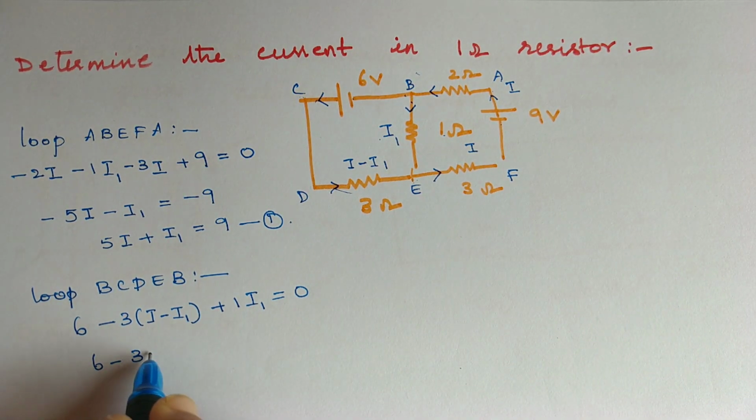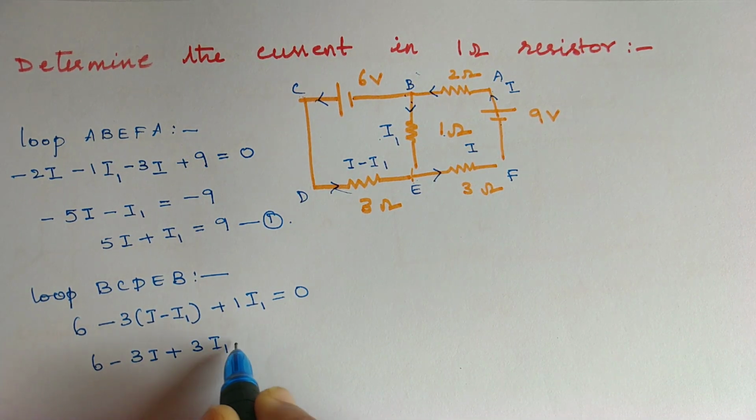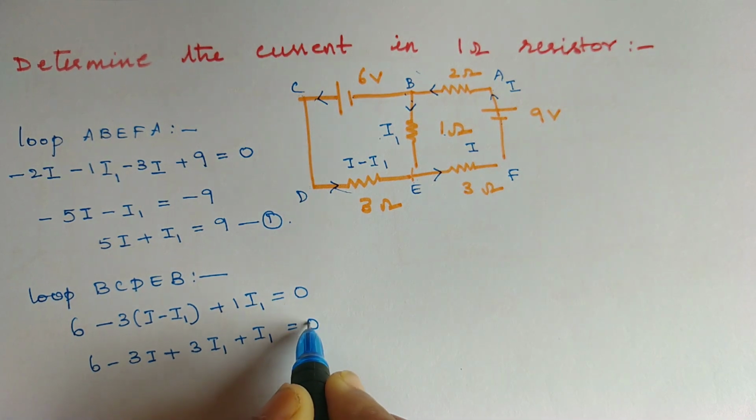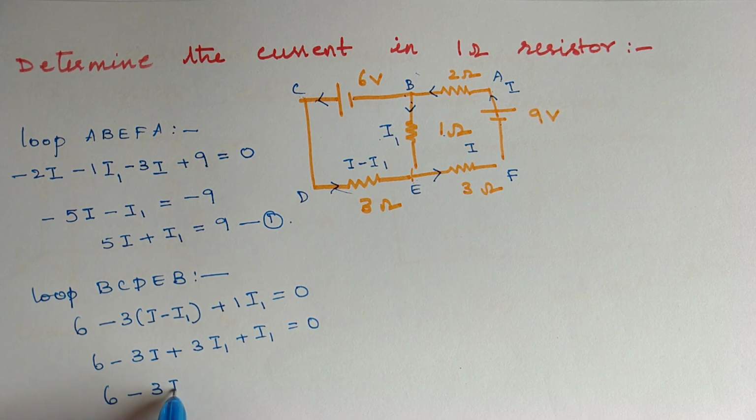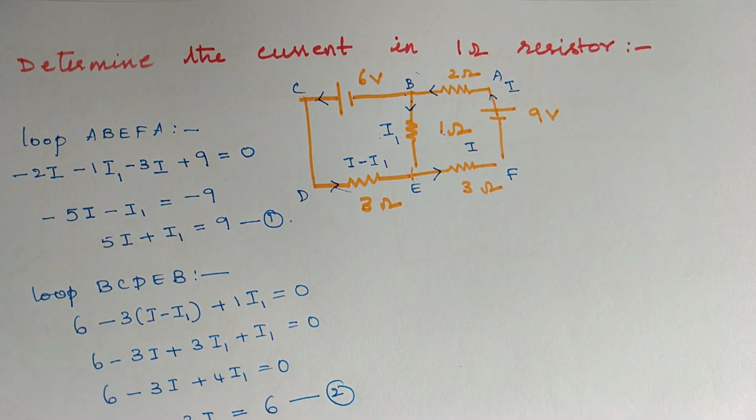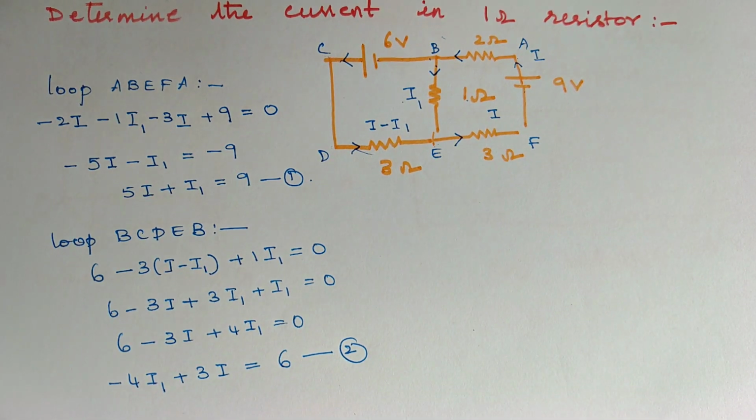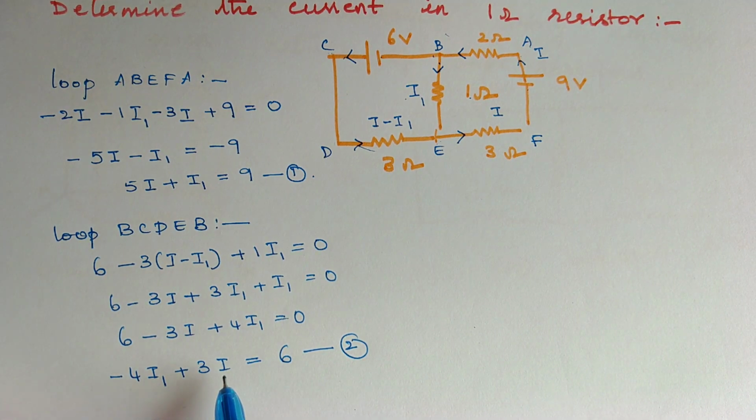Or 6 minus 3I minus of minus plus 3I1 plus I1 is equal to 0. Or 6 minus 3I plus 4I1 is 0, which implies minus 4I1 plus 3I is equal to 6. Call this equation 2. See, did we get two equations from two loops? Now we have to solve them to find the value of I1 and I.